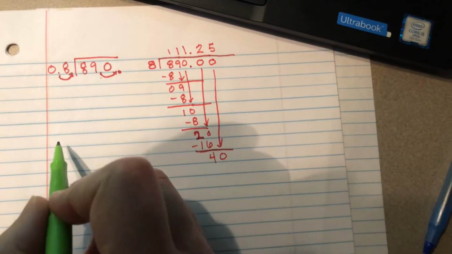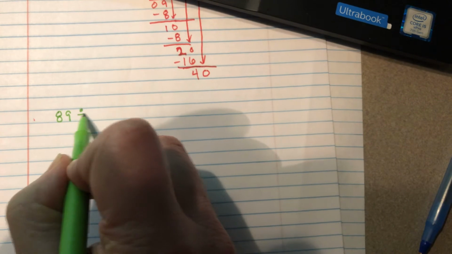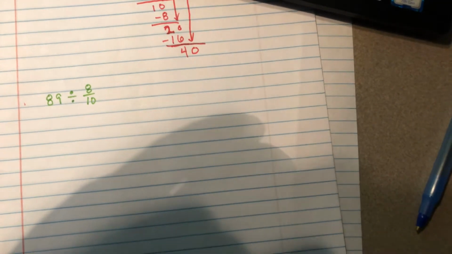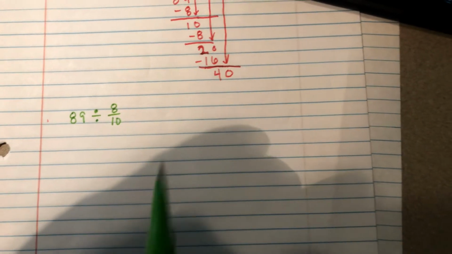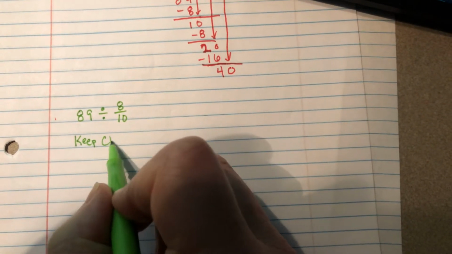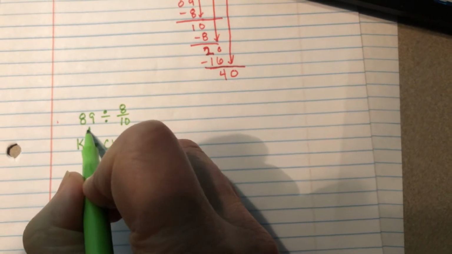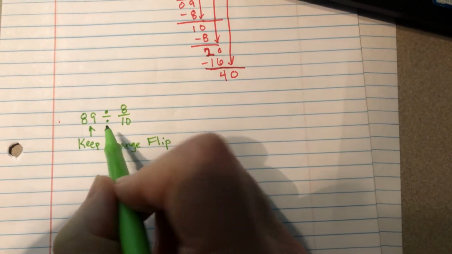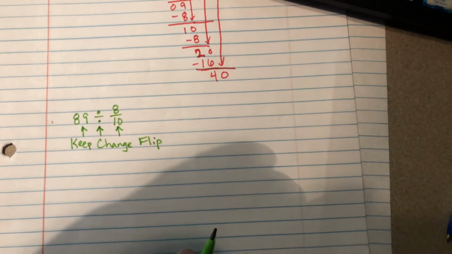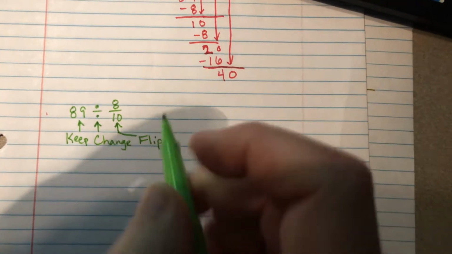Now, let's look at this also as a fraction. So let's just say this was 89 divided by 8/10, but we're writing it as a fraction. Do you remember the rule for dividing fractions? There's 3 words: keep, change, flip. Keep your dividend. Change your symbol. Flip the numbers in your fraction. Okay, so we're going to do this.